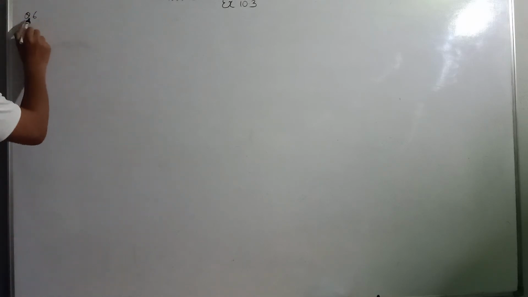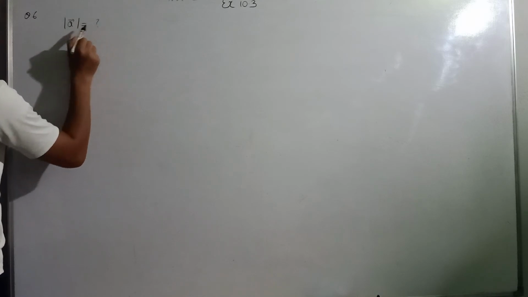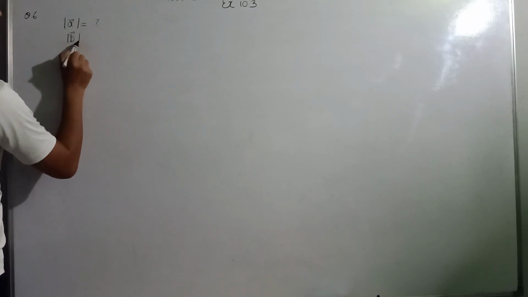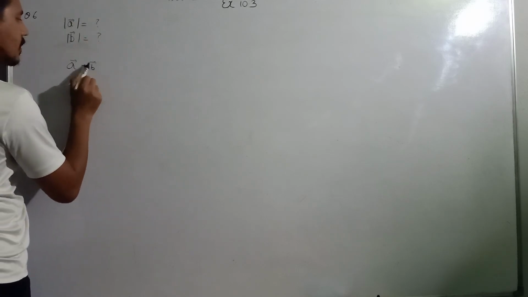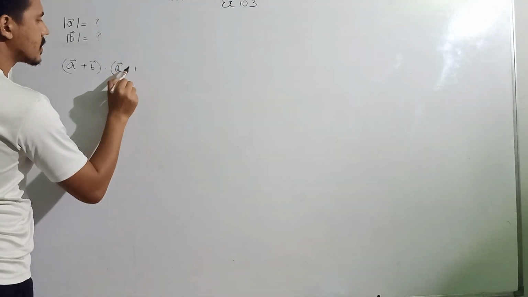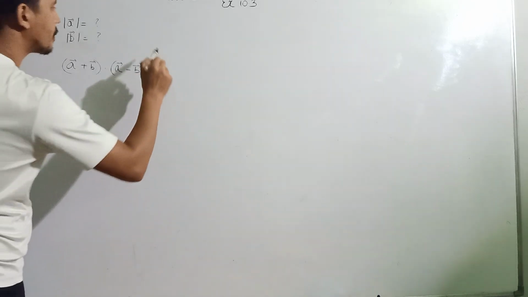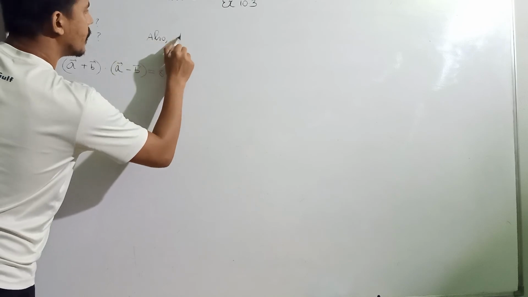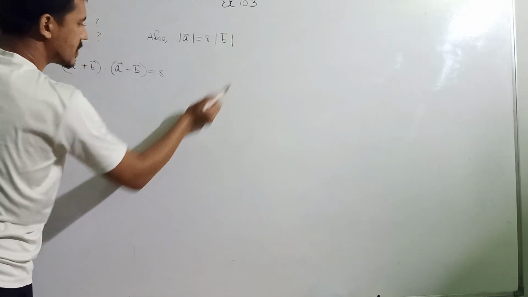So that is which question? Question number 6. What do we have in question number 6? We need to find out the magnitude of A and B, if A plus B dot A minus B is equal to 8, and also the magnitude of A is 8 times the magnitude of B. One of the most simplest questions.